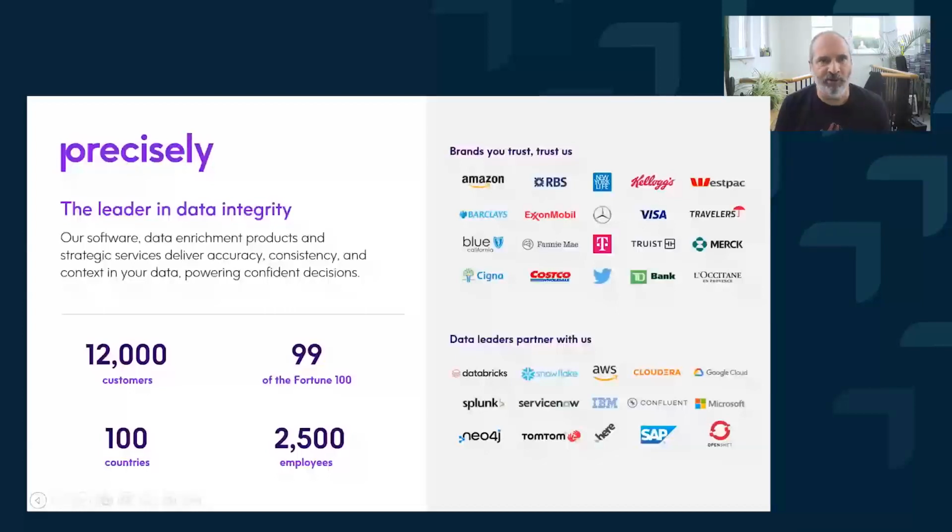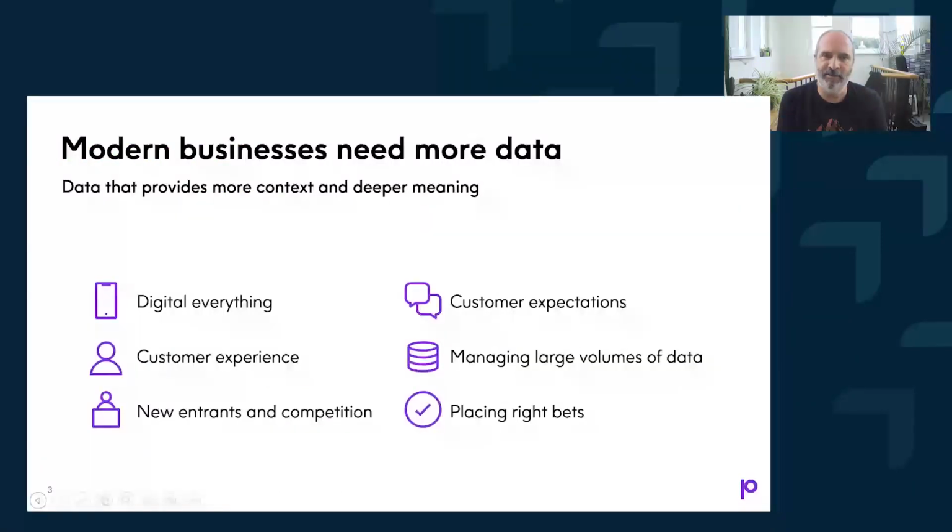So today I want to talk more around data. And I think the first thing to talk about is modern businesses need access to more and more data. They want to be able to get more context, more deeper meaning. And the challenge there is really most of our lives start with digital. And that is a large area of customer experience, personal experience. And when we start with digital everything, it requires good customer experience.